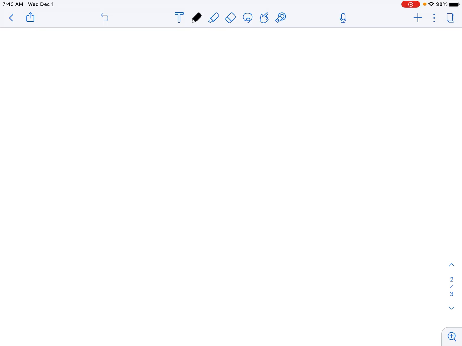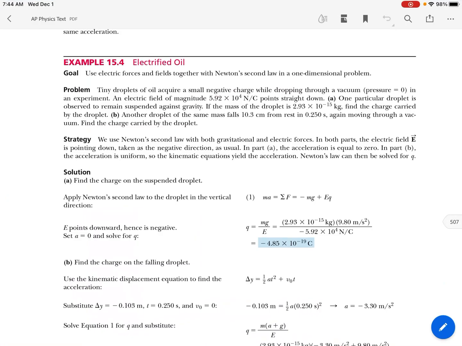We are going to start off with problem 15.4. Problem 15.4, electrified oil. Tiny droplets of oil acquire a small negative charge while dropping through a vacuum. In an experiment, an electric field of magnitude 5.92 times 10 to the 4 newtons per coulomb points straight downward. One particular droplet is observed to remain suspended against gravity. The mass of the droplet is 2.93 times 10 to the minus 15 kilograms. Unimaginably small mass. Find the charge carried by the droplet.